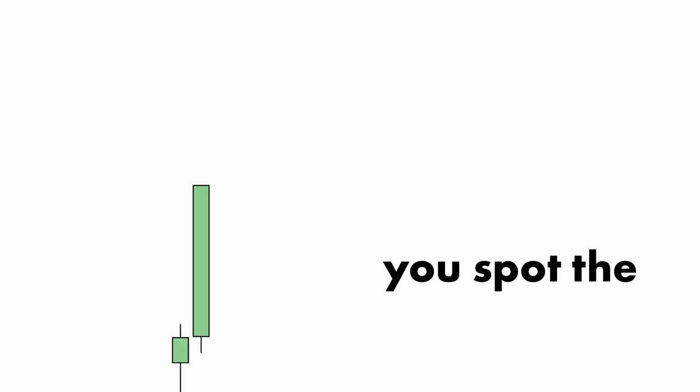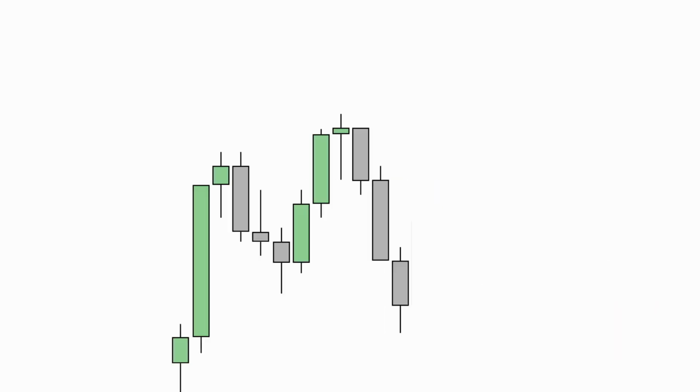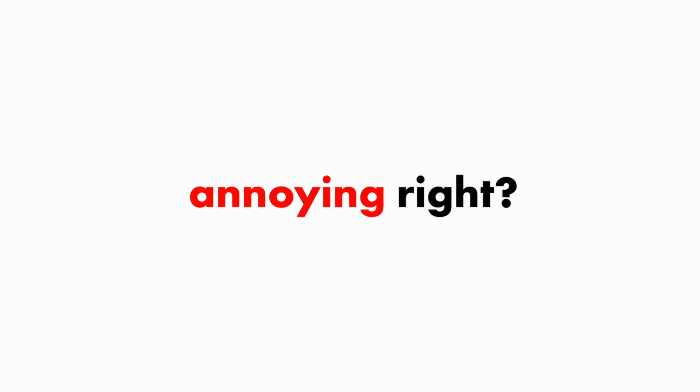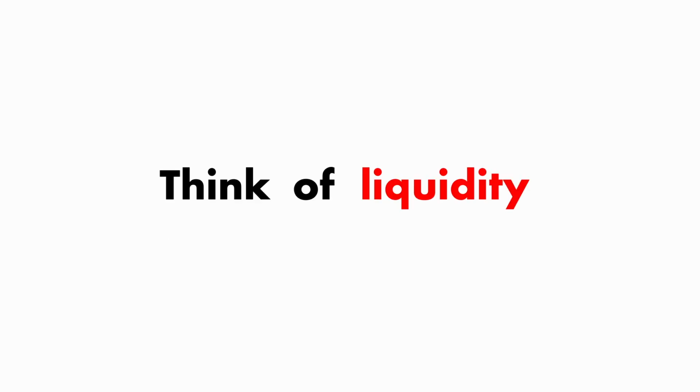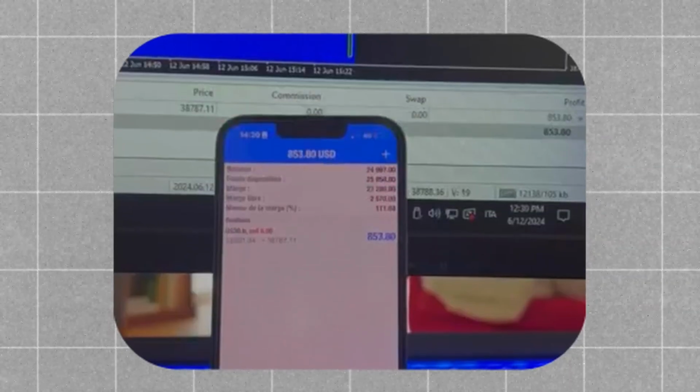Picture this. You spot the perfect setup. You press buy, but before your order even fills, price shoots up without you. Annoying, right? That's lack of liquidity. Now, what is liquidity? Think of liquidity as how easily and quickly you can get in or out of a trade without pushing the price around too much.